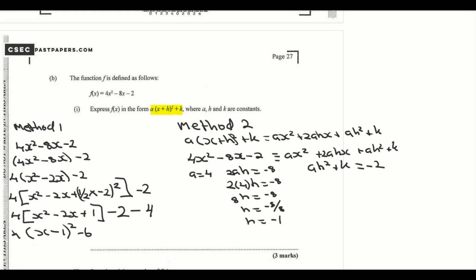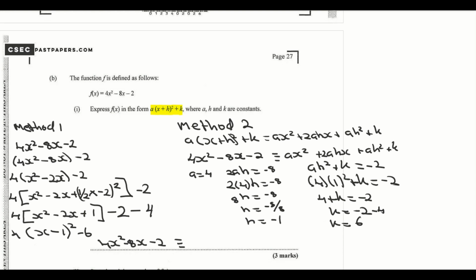This one you substitute in these values. That's 4 by 1 squared plus k is equal to minus 2. That is 4 plus k is equal to negative 2. So k would be negative 2, you carry across the 4, that's minus 4. So k is equal to negative 6. Hence, we can say that 4x squared minus 8x minus 2 is 4 open bracket x minus 1 all squared minus 6. And that is your answer for part B1.